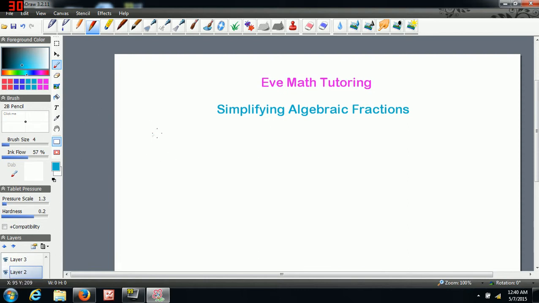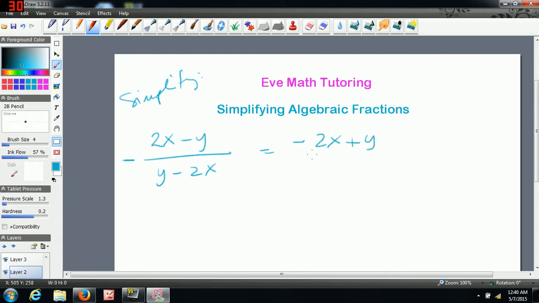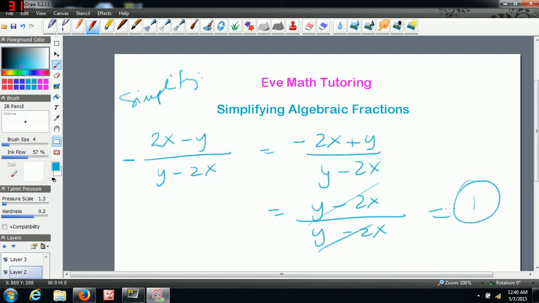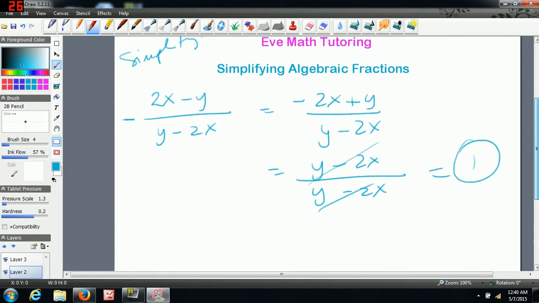So let's try 2x minus y over y minus 2x. So the question is to simplify. If I look at this, what I would probably do is move the negative up to the top. But when I do that, I have to change the sign of both of those variables. And then on the bottom, I have y minus 2x. And then if I rearrange the top, now I get the same thing on the top and the bottom, so those cancel each other and just give me 1 as my final answer. Okay.